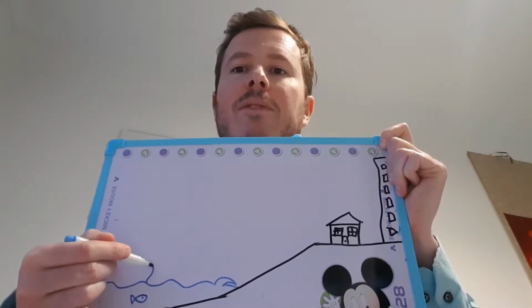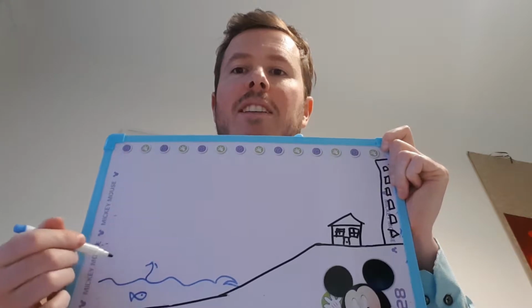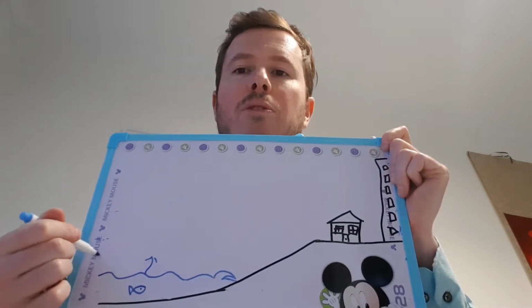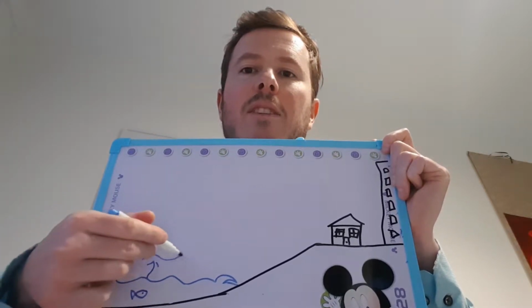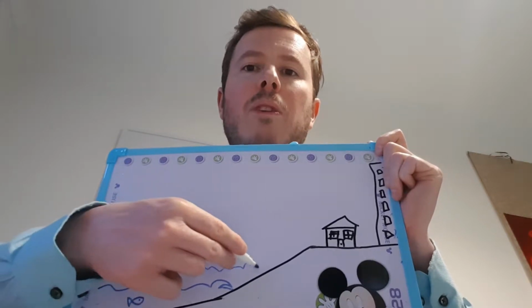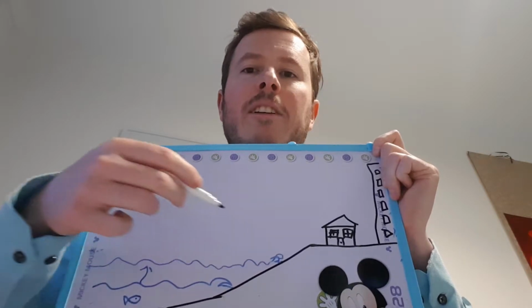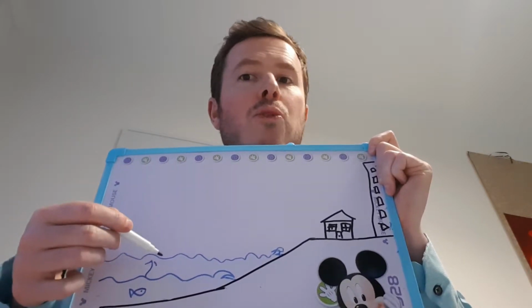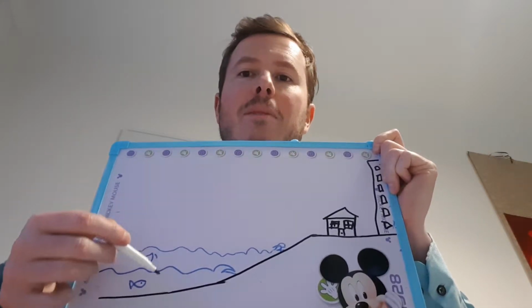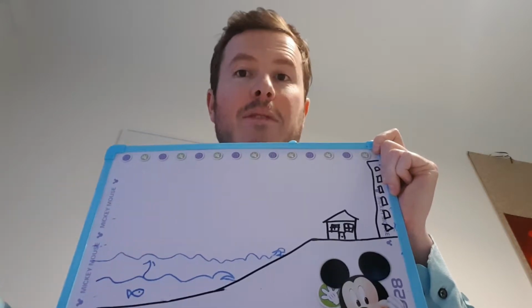Okay, an arrow, which means the new height of the ocean. Let's just do it here. Ooh, that was badly drawn. There goes my wave. So this is the new sea level. This is about a meter higher, let's say, for example.